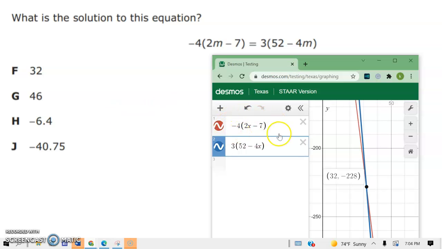And again, that's the way that you do these two problems. Put whatever's on the left side of the equal sign in one of them, put what's on the right side of the equal sign in another one, and find where the two lines cross, and the first value is your answer.